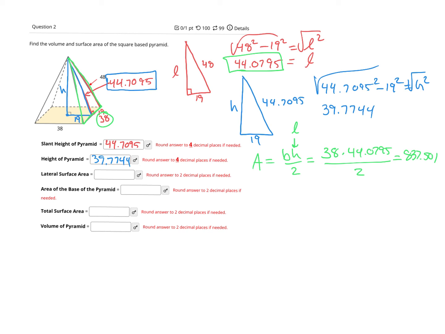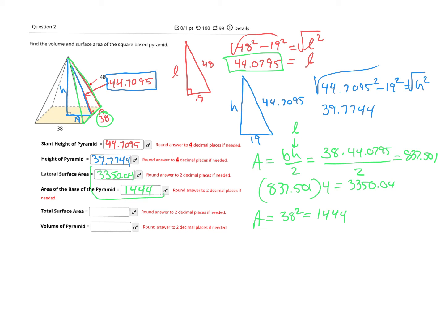837.501. Now, there are 4 sides, so I'm going to have to multiply 837.501 times 4, because there are 4 sides to my pyramid, and that will give me 3,350.04. So 3,350.04 for the lateral surface area. Now, the area of the base. Well, the base is just a square, and so it's 38 squared, and that's going to be 1,444.